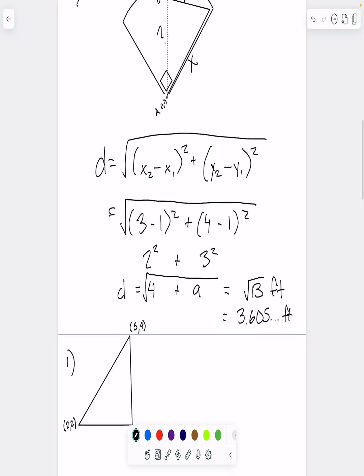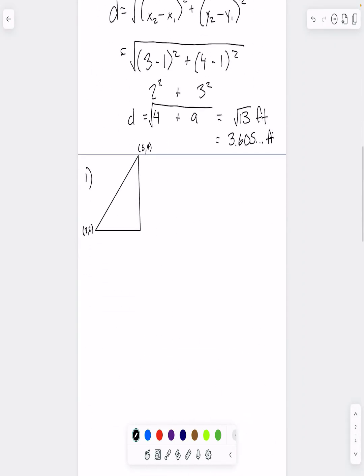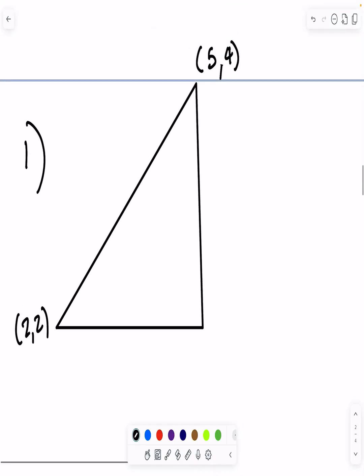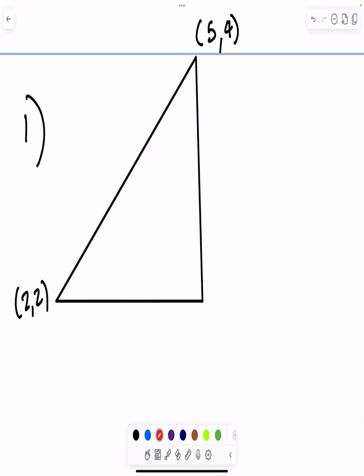All right, that is a real-world example of distance formula. So let's take a look at some more problems. Let's say now we have this triangle here, and let's say we are trying to figure out the distance between the first point and the second point.